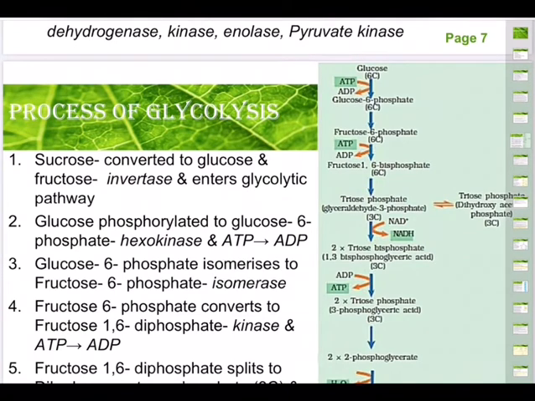The various enzymes involved in glycolysis are invertase, hexokinase, isomerase, dehydrogenase, kinase, enolase and pyruvate kinase. These enzymes take part in glycolysis. Now what happens in glycolysis? Starting with glucose, 6 carbon, it is converted to glucose 6-phosphate, also 6 carbon, but ATP is spent. ATP becomes ADP, and when glucose is converted to glucose 6-phosphate, the enzyme is hexokinase. You must write the enzyme name also there, hexokinase.